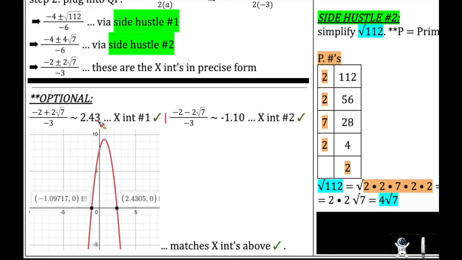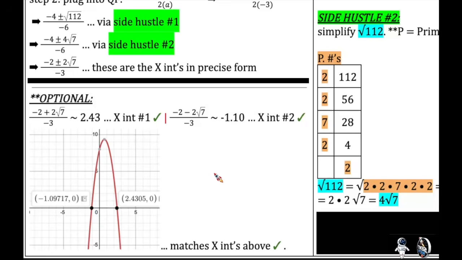I get 2.43, which matches up here. And again, here's the minus scenario. I'm going to enter in the numerator with parentheses around it, divide it by negative 3, and I get negative 1.10, which is pretty much this x-intercept right here. Okay, and now we can see that once we convert this into decimal form down here, we get these decimals that Desmos displays. Okay, and that pretty much sums up today's lesson.